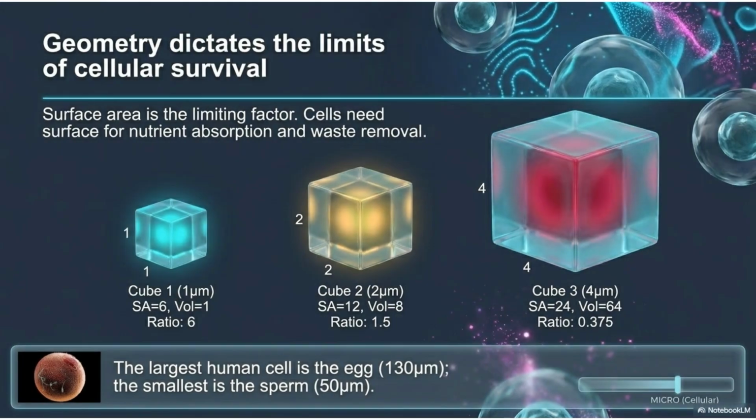Cell size is limited by surface area, which is necessary for nutrient absorption and waste removal. As cell volume increases, the surface area to volume ratio decreases, making survival difficult.